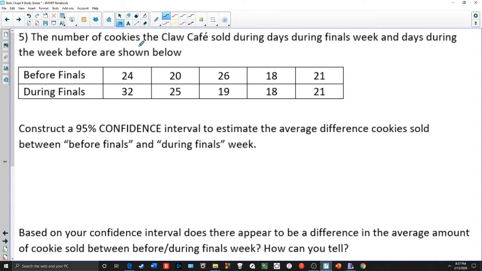So it says the number of cookies sold in the Claw Cafe on days during finals week and days during the week before. So we have final week cookie sales on top, and we have the week before finals week cookie sales on bottom. We want to construct a 95% confidence interval to estimate the average difference. So we're saying that if we took both these tables and subtracted them and got the average of those subtractions, what would we assume that would be? Because again, this is just based on a sample, not the entire population.